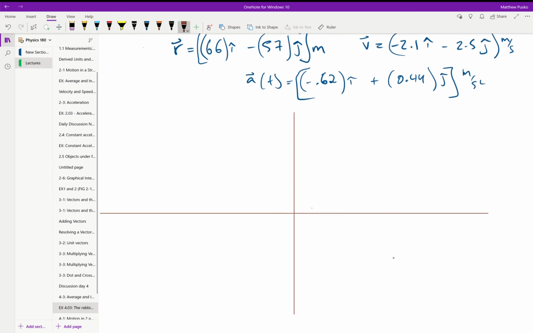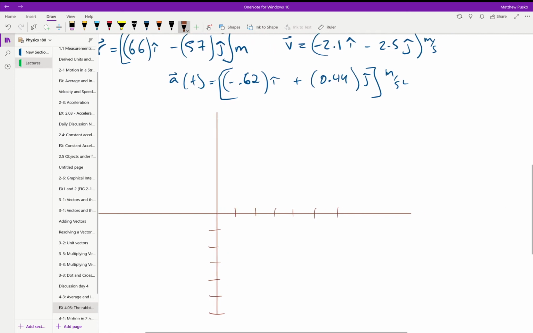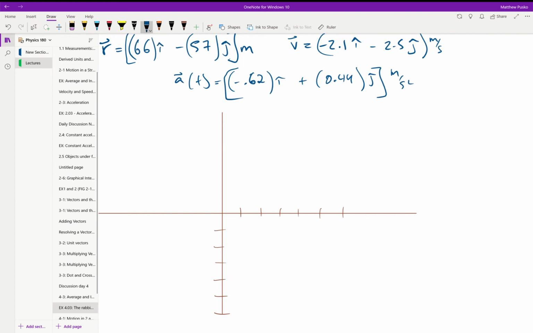So let's call this maybe 10, 20, 30, 40, 50, 60, 10, 20, 40, 50, 10, 20, 30, 40, 50, 60. I think that'll get us there. The point is at, I'm looking at this one, 66 over. So a little bit more than 60, a little bit less than 70, and then almost to 60. So something like this. We can get our point.